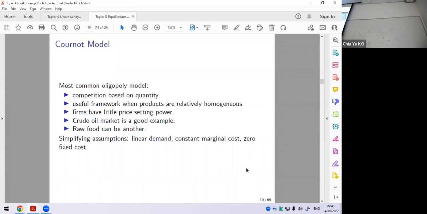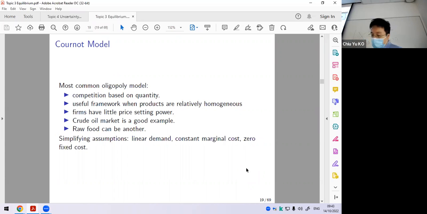And in these cases, you would see firms would have profit in the short run. The reason is that they try not to flood the market with a lot of products.